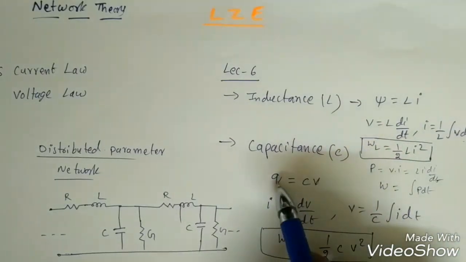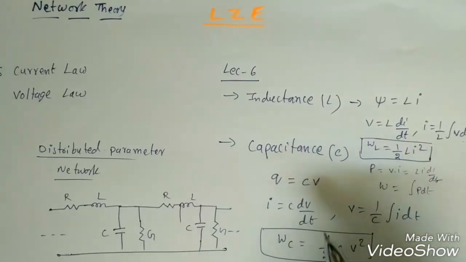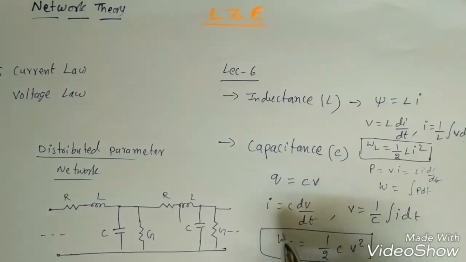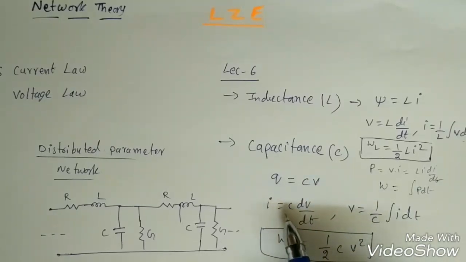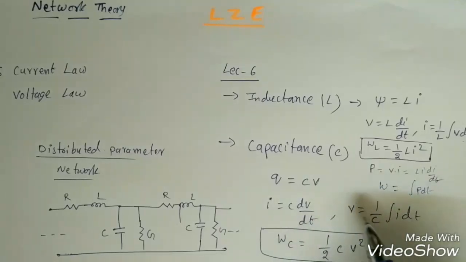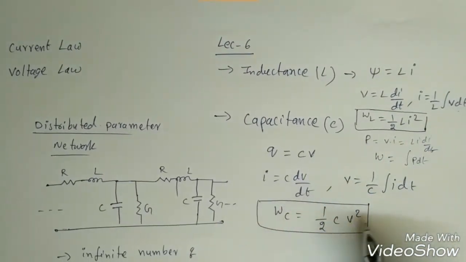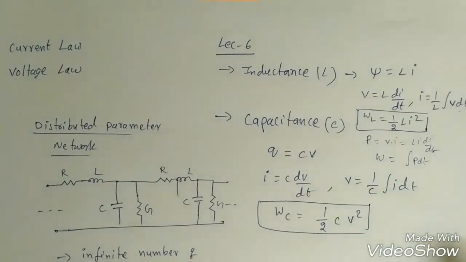Similarly, the charge on the capacitor Q is directly proportional to the voltage applied on the capacitor, that is Q proportional to V, and Q is equal to C into V. The current flowing through the capacitor is C into dV by dt. If I want to find the voltage, I have to integrate the current, so V is equal to 1 by C integration of i dt. Similarly, the energy stored in the capacitor is half C V square, right?